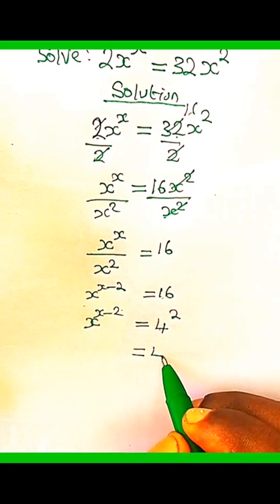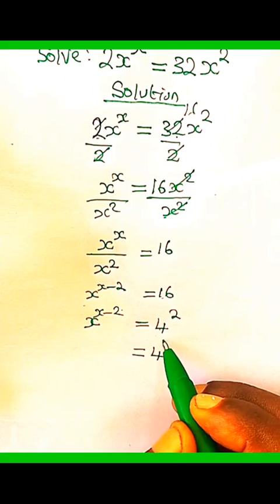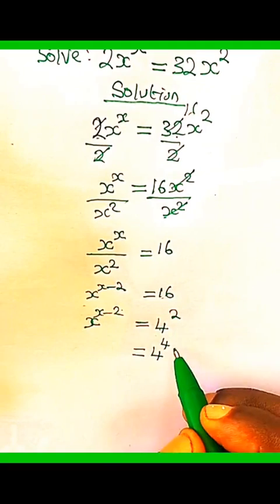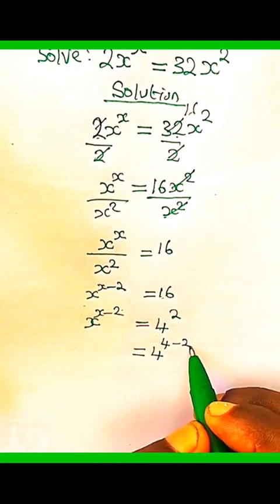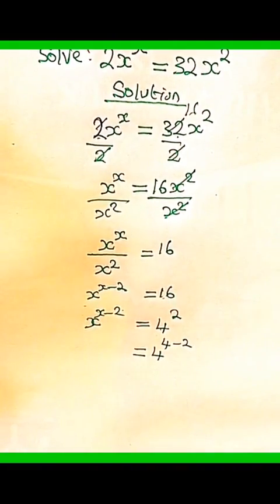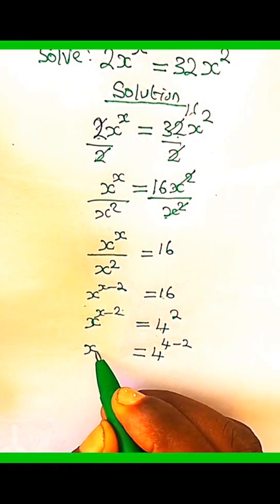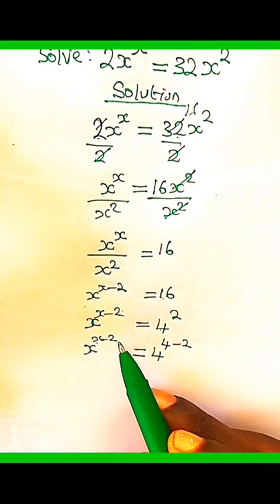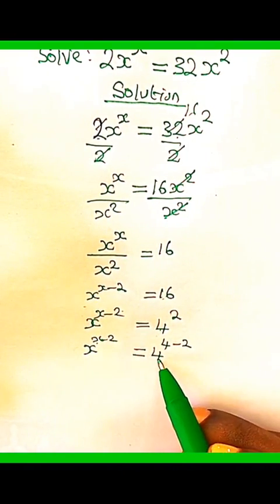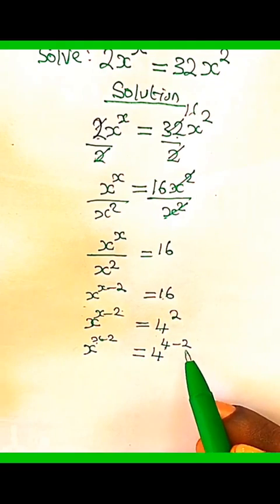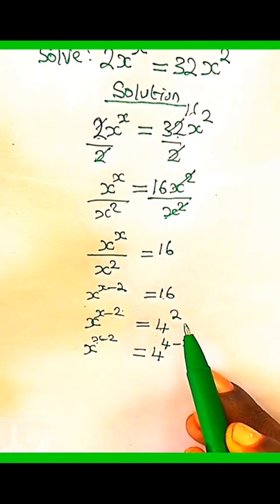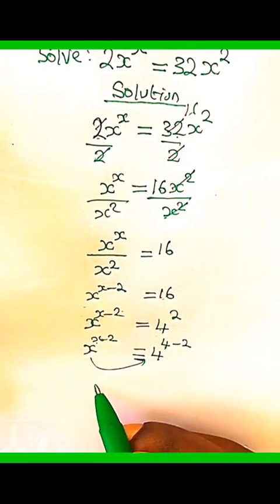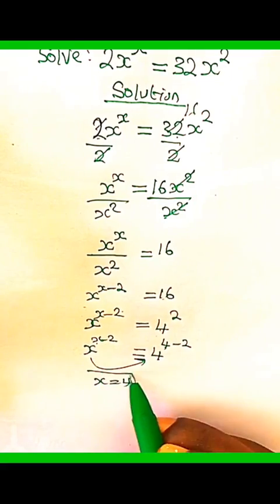This 4 remains as 4. Can we make this one resemble 4? The power is 2, so this 4 is 4 minus 2. Now can you look at the trend here? We have x to the power x minus 2. This one resembles this, and 2 away from it. And this one too: the base is 4 and the power is 4 minus 2. Remember, 4 minus 2 is still 2, so you did not change anything here. So clearly the value of x equals 4.